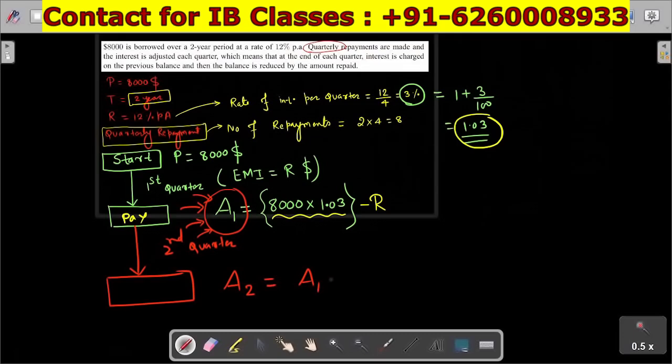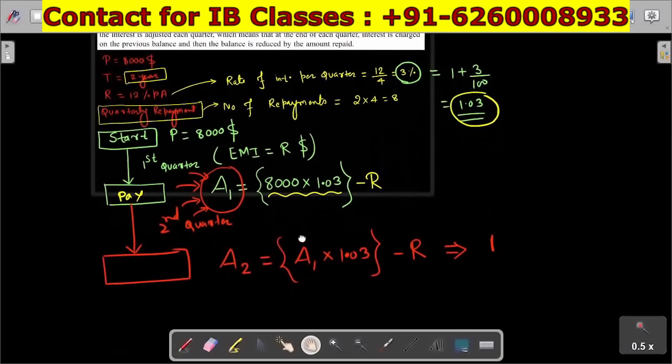So it will now be A1 into 1.03. This is the total due, right? Again, I have to subtract R, because I will pay the second quarterly installment R. So we can simplify this, right?